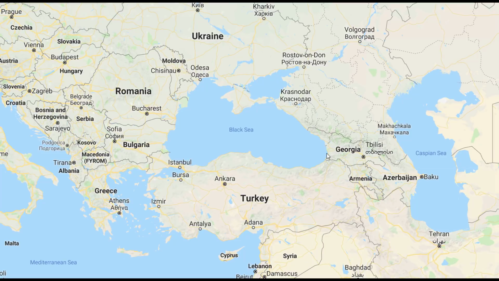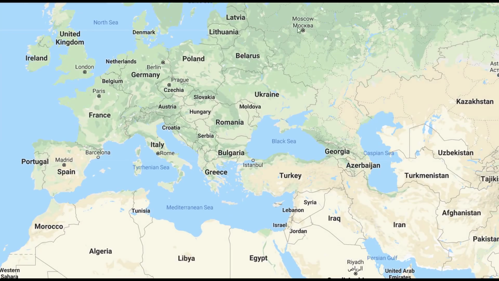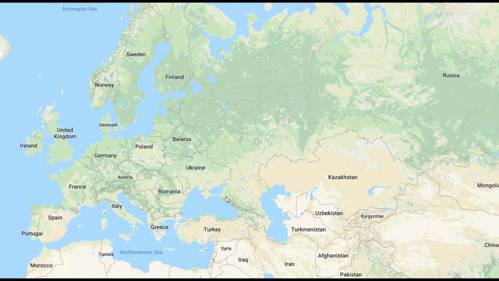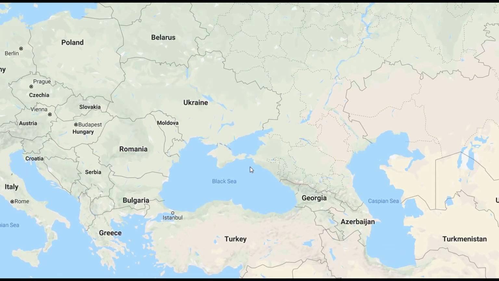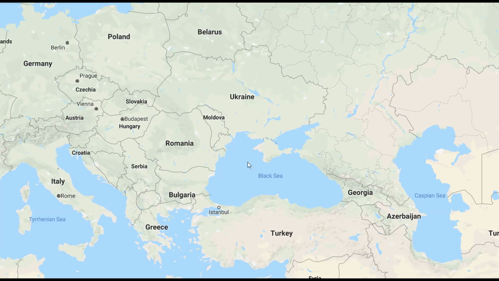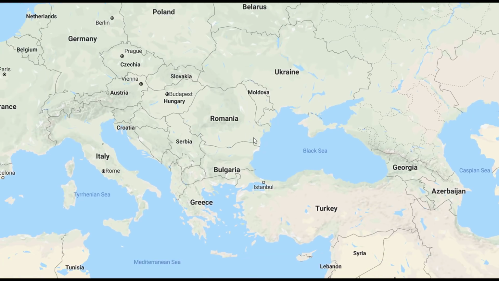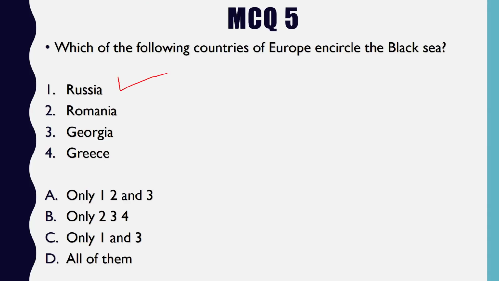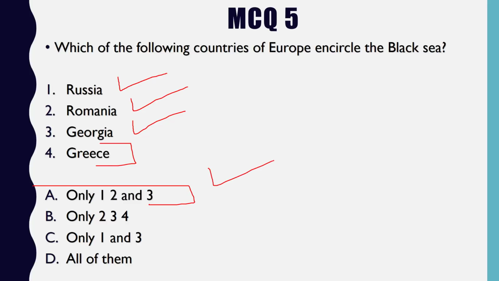Turkey has encircled it. Georgia certainly has encircled it. You can see Russia has encircled it. Russia is quite big. So you can see this part here where I'm moving my cursor. This is Russia. So it certainly has encircled the Black Sea. Ukraine has encircled the Black Sea. So has Romania. This is quite important. Romania does indeed have access to the Black Sea. It is not a landlocked country. So has Bulgaria. Now going back to the question, we can clearly see Greece does not have access to the Black Sea and it does not encircle the Black Sea. Alright, so Russia is encircling Black Sea, Romania is, Georgia is, but Greece isn't. So our answer is A, 1, 2, 3.